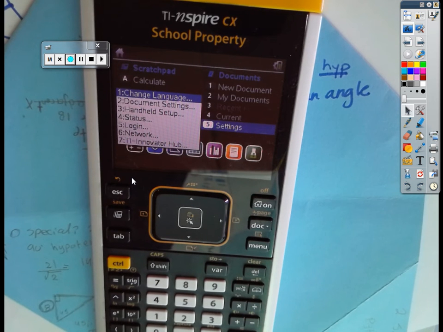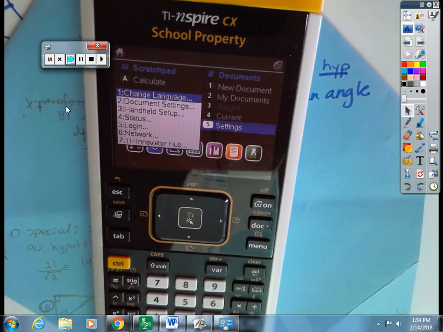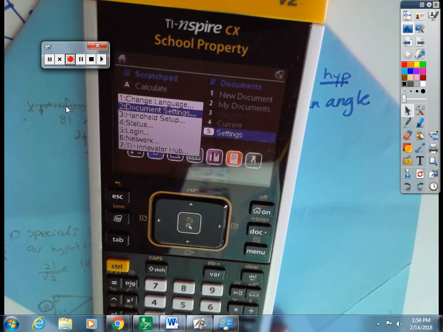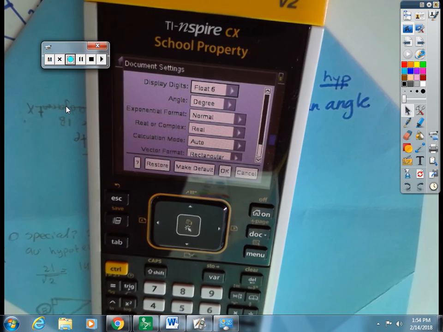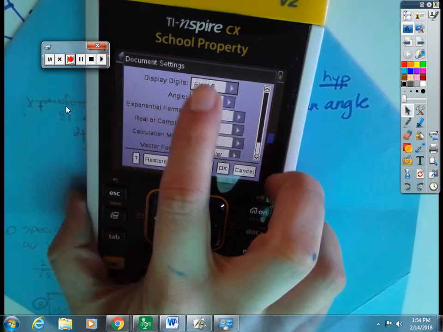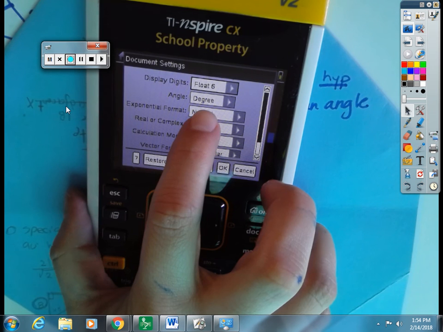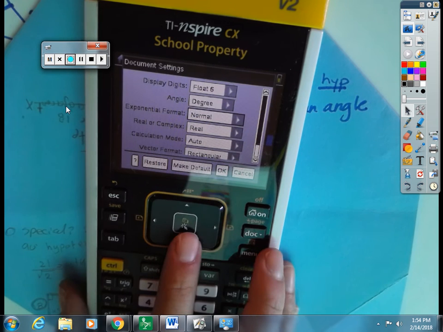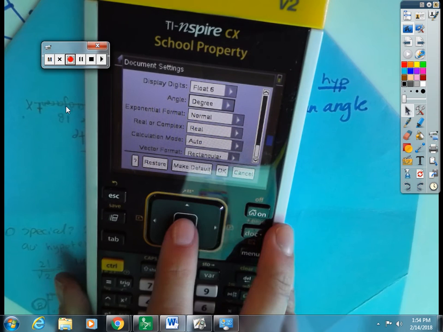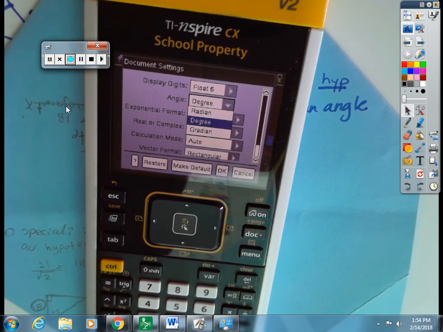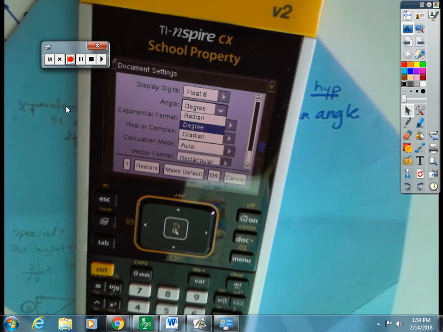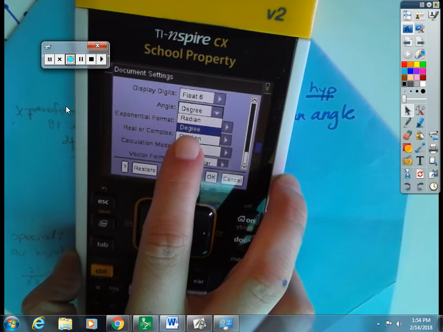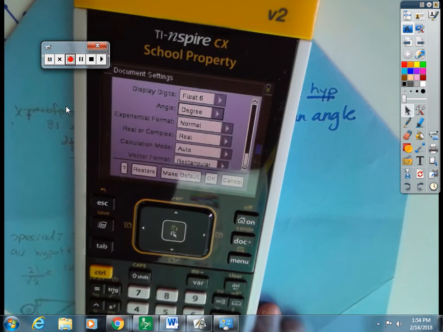You're going to choose document settings. Again, choose document settings. This is number 2. When you get that, it's going to give you a couple of displays. You're going to go to where it says angle. Right now, mine is on degrees because I've already changed it. You're going to use this right here to move, and when you get to degrees, you can click on it. That's how you can switch back and forth. In this class, we're not going to really talk about radians or gradians. We're going to use degrees most of the time. So click degrees, then press OK.